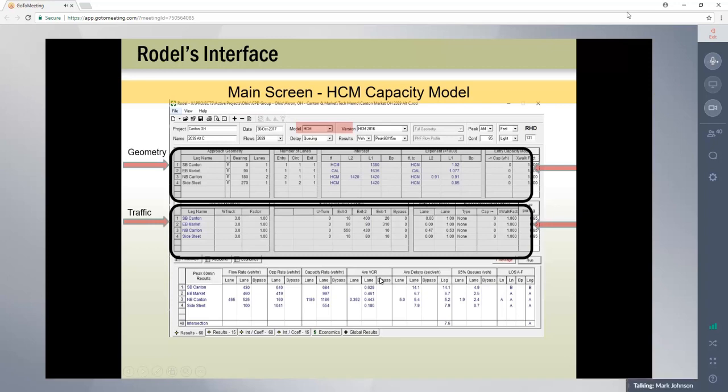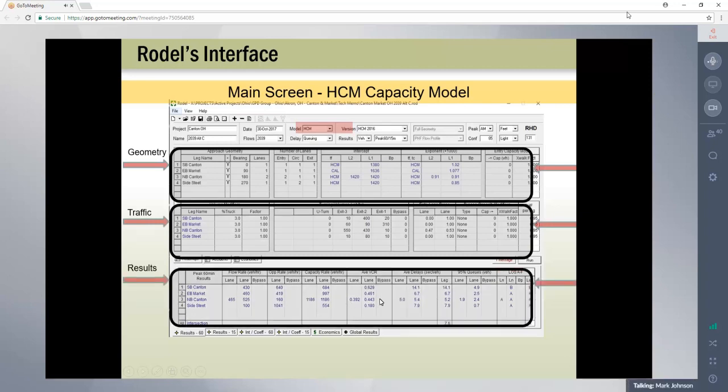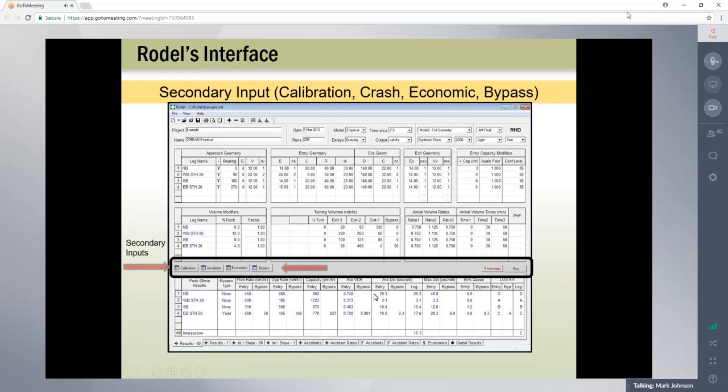So again, your traffic doesn't change, your results output is still the same place. So you can toggle back and forth between the models within the program, which is a nice feature. Secondary inputs are available here: the calibration tab, the accident tab, economics, and bypass tab, and we'll look at a few of those here.